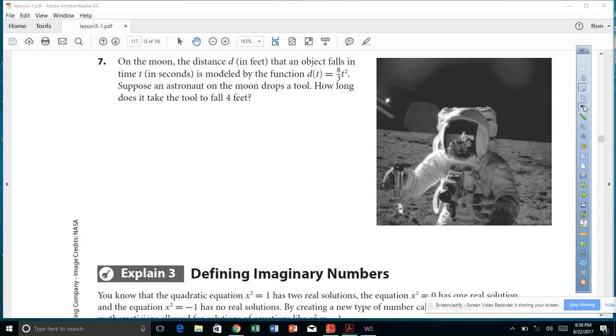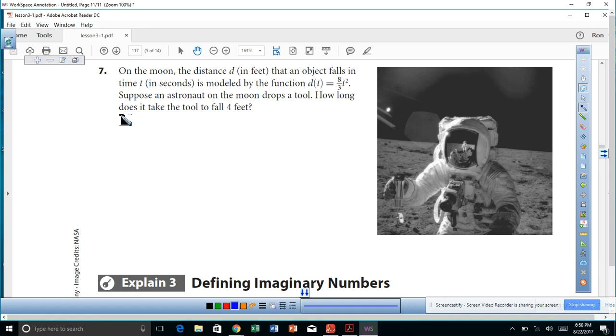So it gives you the equation d of t equals 8/3 t squared. So d of t, we're just going to put 4. Okay, we're going to put 4 in for d of t. And let's see here. If we multiply both sides by 3, we get 12 equals 8t squared. Divide both sides by 8. So 12 over 8. Let's see, 4 goes in that 3 times and that 2 times. So we got 3 halves equals t squared.